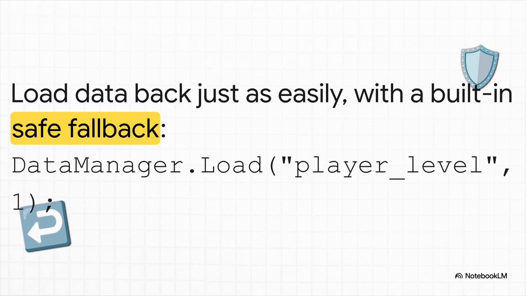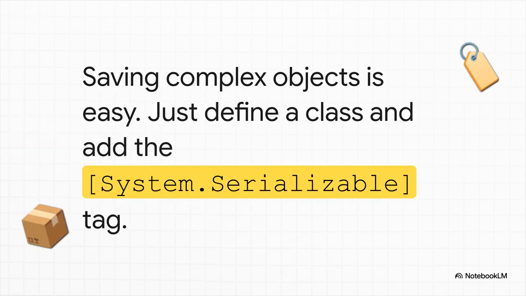But wait, look at that second number, the 1. Now, this is clever. That's a default value. So if there's no save file yet, instead of your game crashing, it just says, okay, I'll use 1. This tiny little feature is a lifesaver. It makes your code so much more stable right out of the box. Okay. Saving an integer is one thing, but what about the real stuff? Like a whole player profile with stats, inventory, quest logs, the whole shebang.